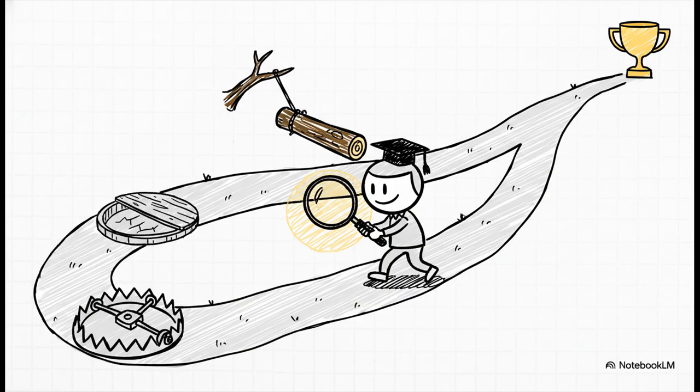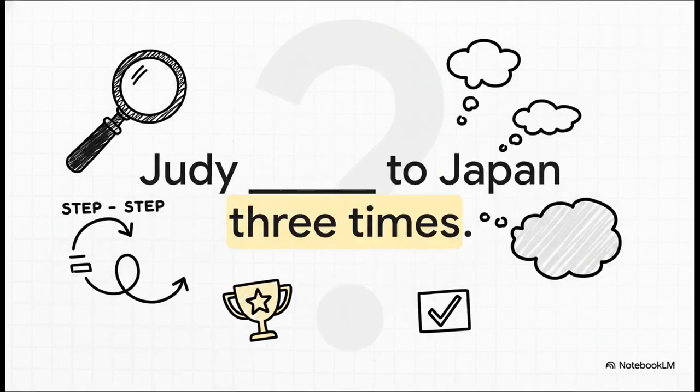Okay, so what's the ultimate goal? It's all about beating the test by spotting the hidden traps. Let's look at a typical exam question. Judy, B to Japan 3 times. How would you figure this out?